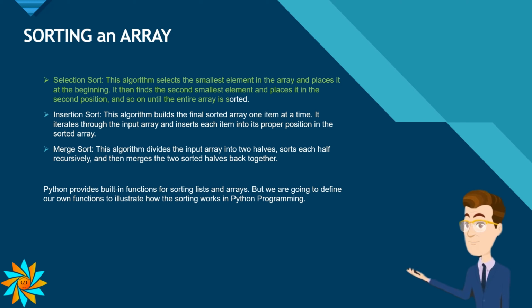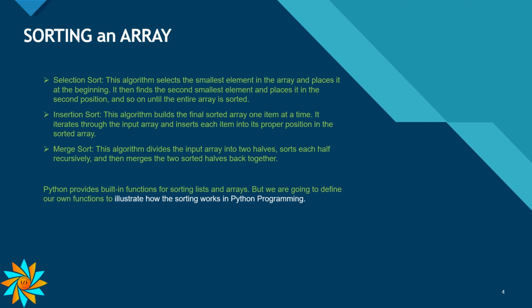Insertion sort: this algorithm builds the final sorted array one item at a time. It iterates through the input array and inserts each item into its proper position in the sorted array. Merge sort: this algorithm divides the input array into two halves, sorts each half recursively, and then merges the two sorted halves back together. Python provides built-in functions for sorting lists and arrays, but we are going to define our own functions to illustrate how the sorting works in Python programming.